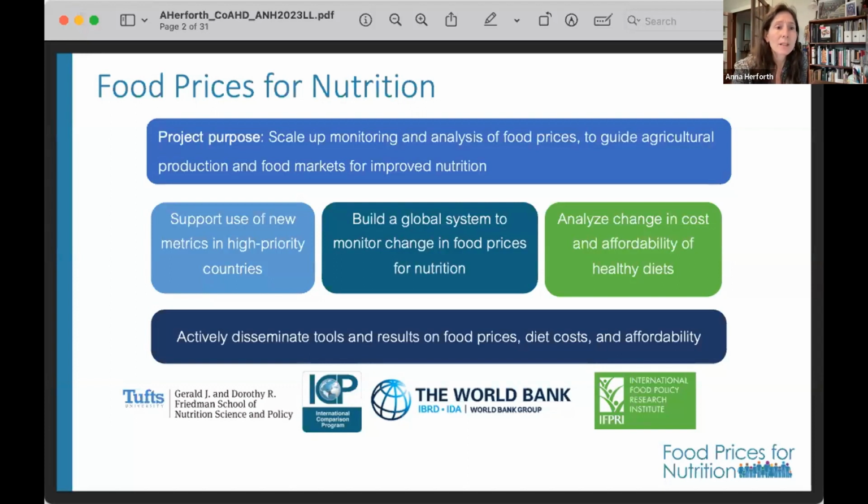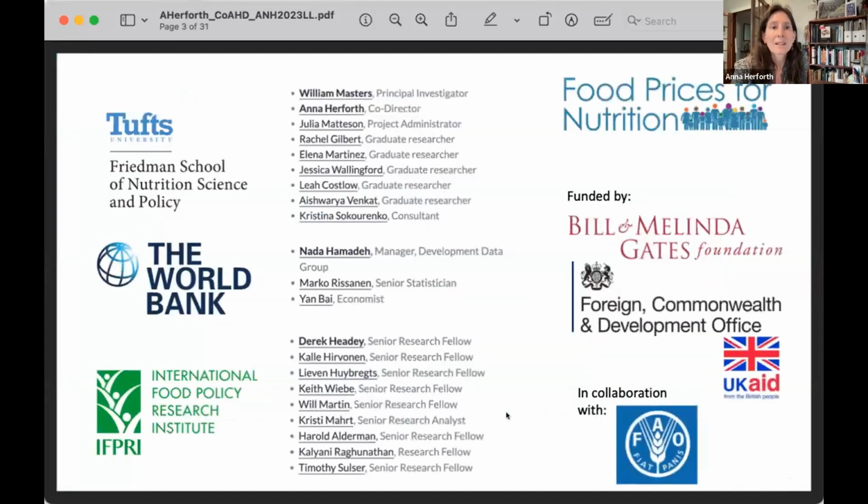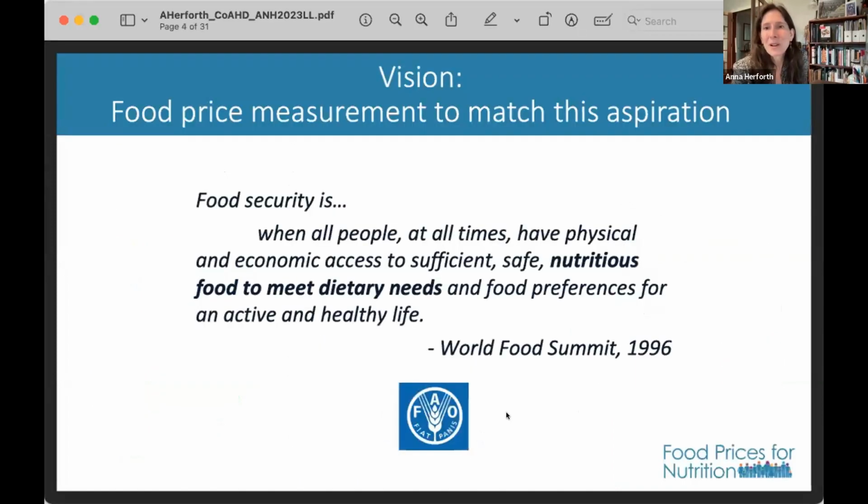So this is a project that's a collaboration between Tufts, the World Bank, and IFPRI, but also there's many people involved here. Our funding comes from the Gates Foundation and FCDO. We collaborate with FAO and lots of different people involved, too many to go through out loud, but you can see them on the screen. And we also are doing a lot of work with collaborators in country.